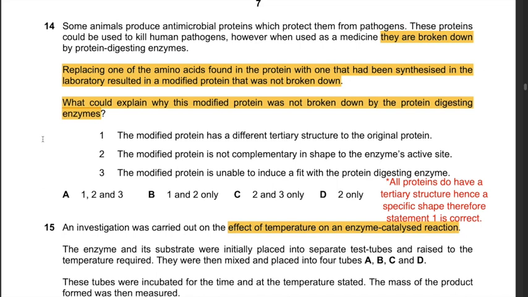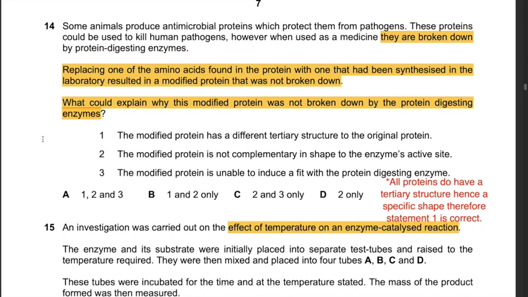3. The modified protein is unable to induce a fit with the protein digesting enzyme. All proteins do have a tertiary structure, hence a specific shape. Therefore, statement 1 is obviously correct. 2. The modified protein is not complementary in shape to the enzyme's active site.